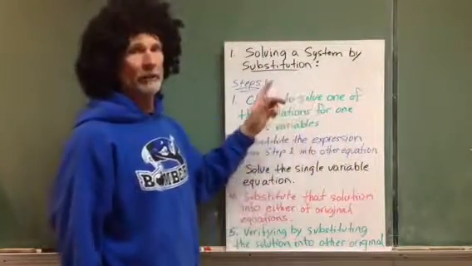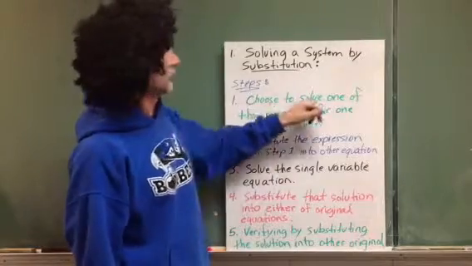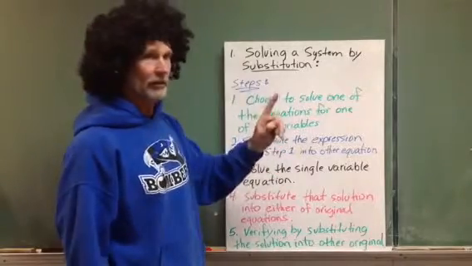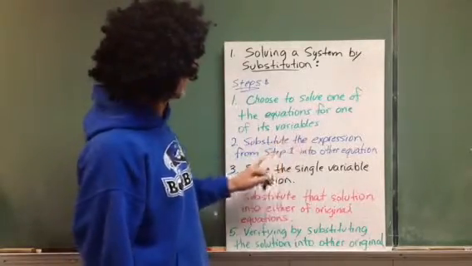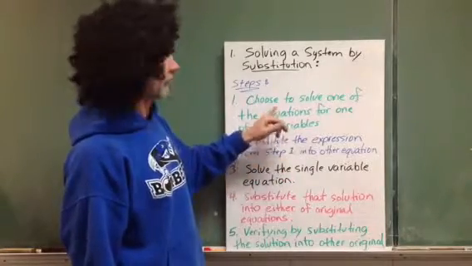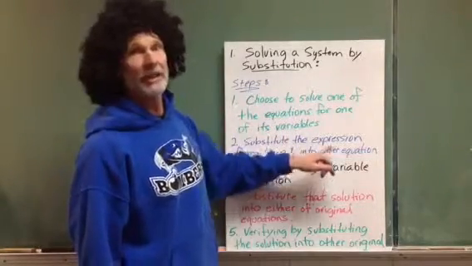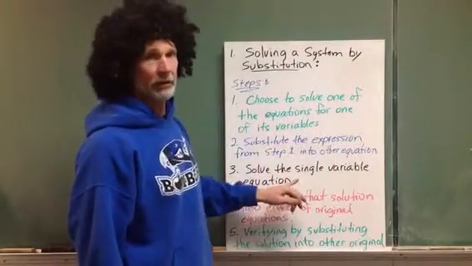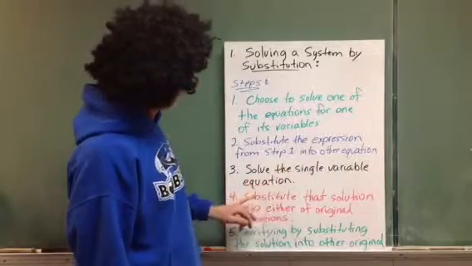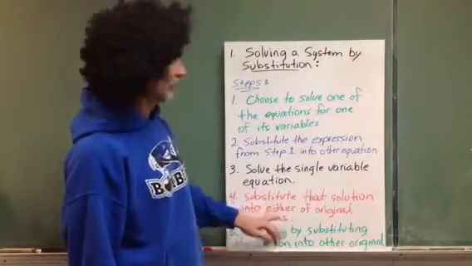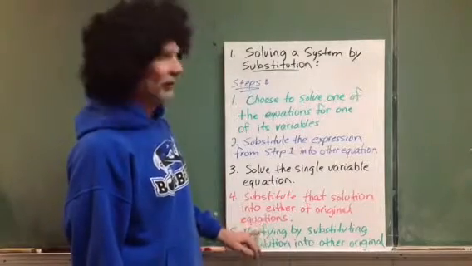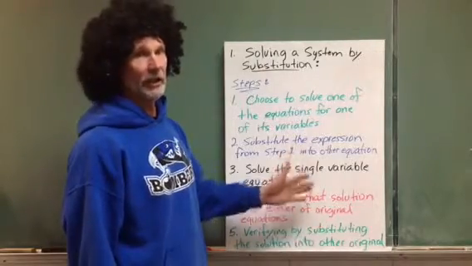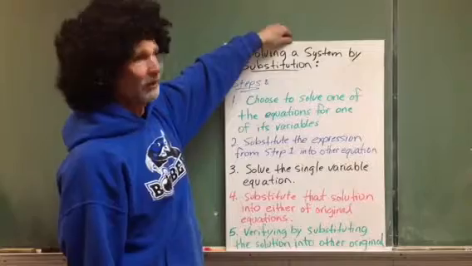Here are the steps that we use when we solve by substitution. First, we choose to solve one of the two equations for one of its variables. Substitute the expression from step 1, so whatever expression we get for that one variable, into the other equation that we didn't modify. Then we solve that single variable equation using basic math from grade 9, and then we substitute that solution into either of the original equations. We can verify by substituting that same solution into the other original equation, and if we get the same answer, it must be right. So here's what it looks like.